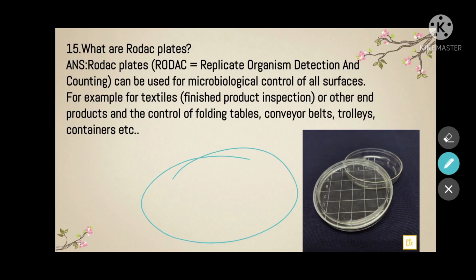Basically, for example, see, this is the Rodac plate. We have placed the culture media in this. Now what these plates are doing is controlling all the surfaces. Replicate organism detection and counting can be used for microbiological control of all surfaces. They will control the microorganisms on the surface. This is the Rodac plates.